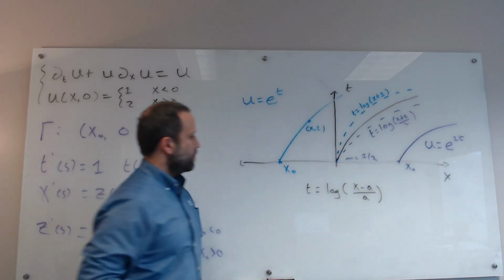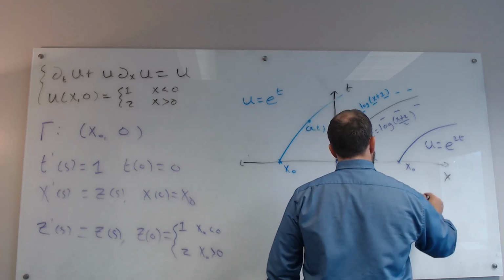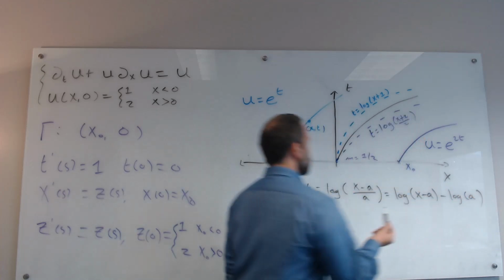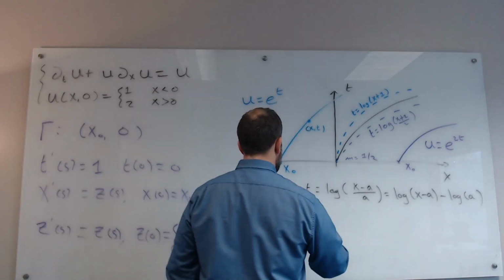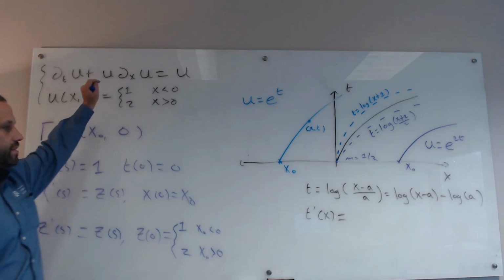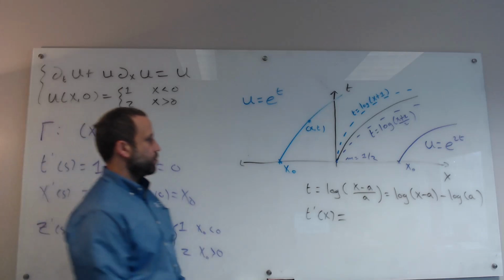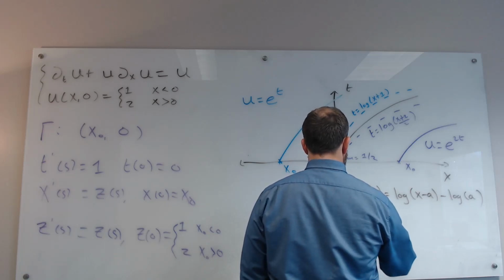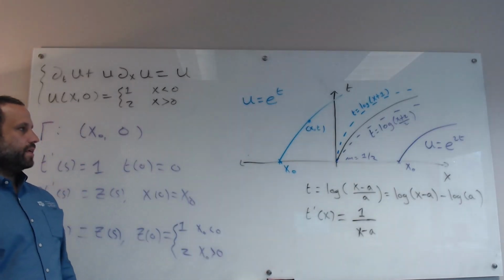It's going to look like that for a particular value of a. I can write this in the following form: log of x minus a minus log of a, and that'll make it a little more clear what we're going to want to do here. And now we're just going to do exactly what we've been doing before, which is to say t prime of x is going to be 1 over u. Okay, and then we want to solve for u. So t prime of x, we're going to have 1 over x minus a. So t prime of x is going to be 1 over x minus a.